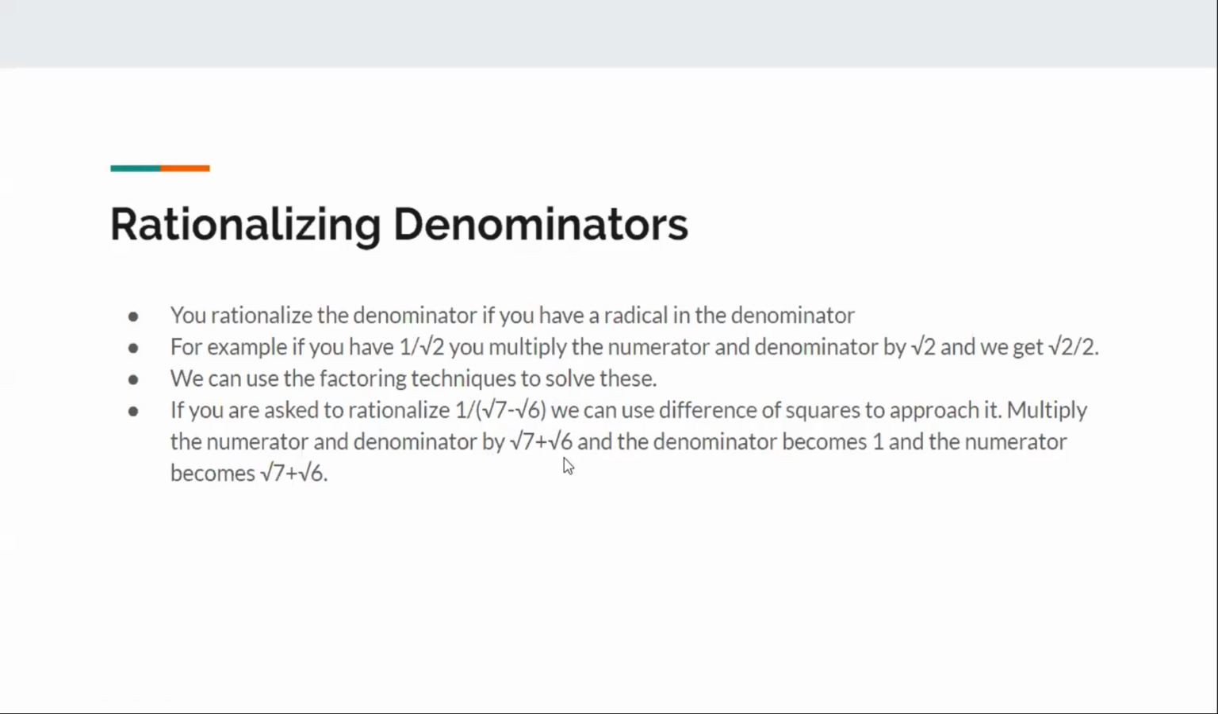So we multiply by square root of 7 plus square root of 6 to both the numerator and the denominator. The denominator becomes the square root of 7 squared minus the square root of 6 squared, which is just 1. And the numerator becomes root 7 plus root 6. So let's rationalize now.